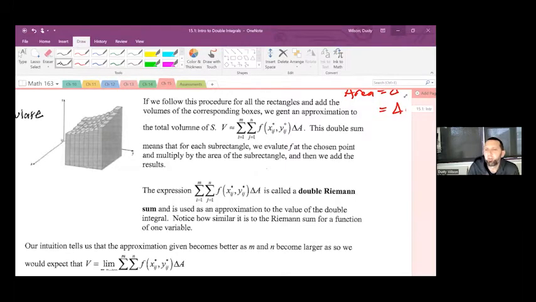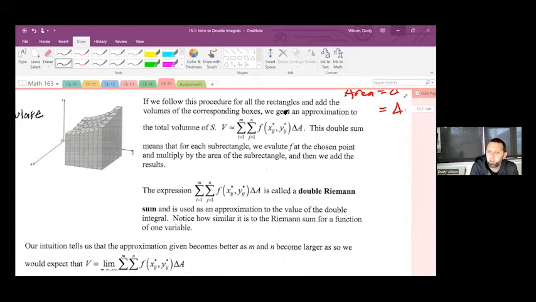If we follow this procedure for all the rectangles and add the volumes of the corresponding boxes, we get an approximation to the total volume of S. That is, the volume is approximately equal to the double sum from i equals 1 to m, and j equals 1 to n of f of xij star, yij star, delta A. This double sum means that for each subrectangle, we evaluate f at the chosen point and multiply by the area of the subrectangle, and then we add the results.